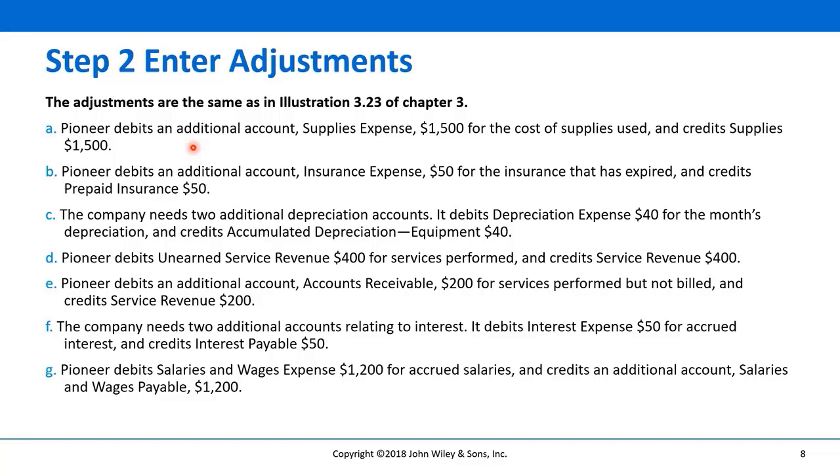So you can recall, we have learned adjusting entries related to supplies, insurance, depreciation, service revenue or unearned service revenue, etc. Right? So here, for our illustration purpose, we have provided you some 7 adjusting entries. Suppose the first adjusting entry is supplies expense debit, supplies credit by 1500. There are 6 more different adjusting entries here. So now our job is not to learn the adjusting entries. Now our job is to learn how to input the adjusting entries in the worksheet.